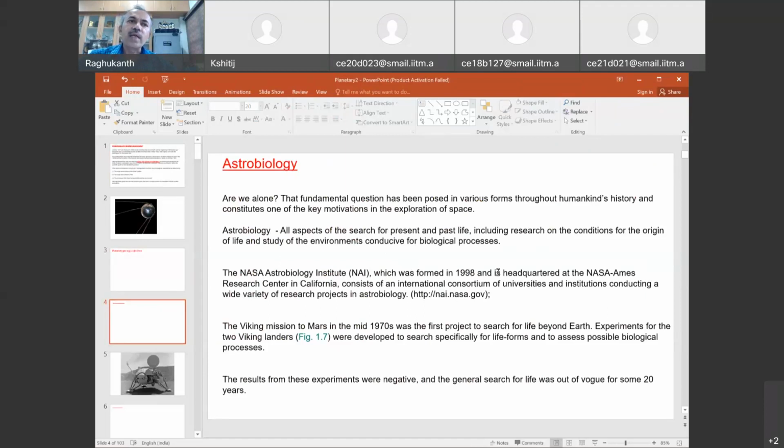Initially, when the planetary missions were done, the Viking missions to Mars were sent to search for life, basically whether life is there on Mars or not. These landers were sent, and Viking 2 also went, but the results were all negative. This was the main objective in the olden days. Planetary geology is one aspect; astrobiology is another subset of our planetary explorations.